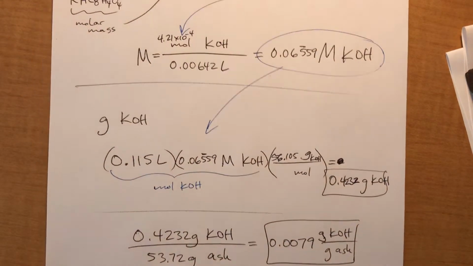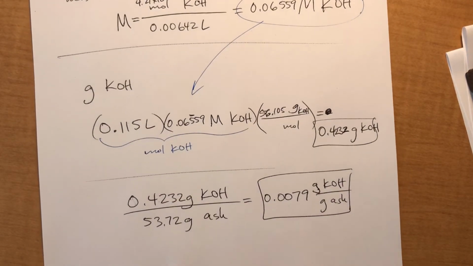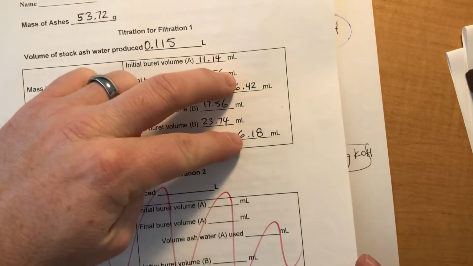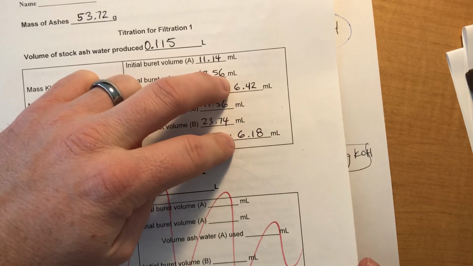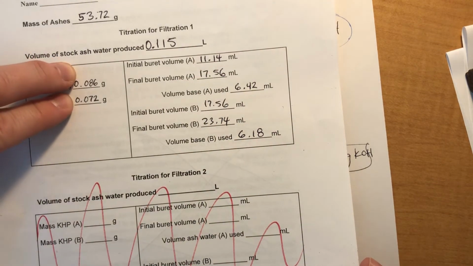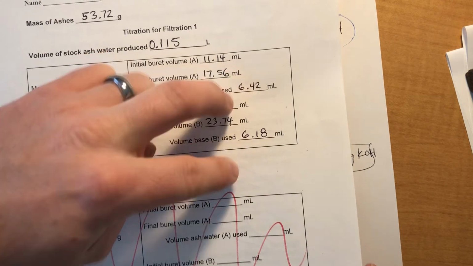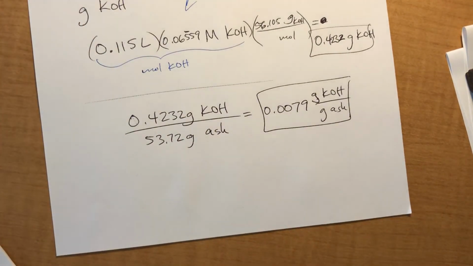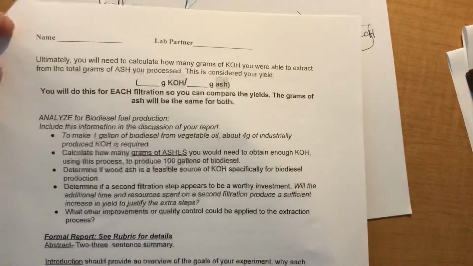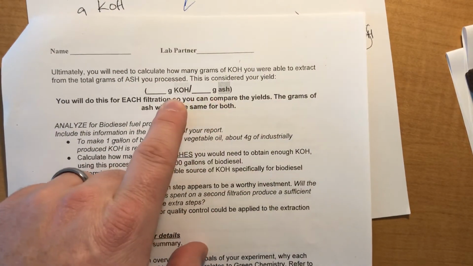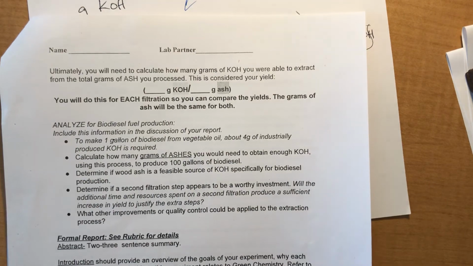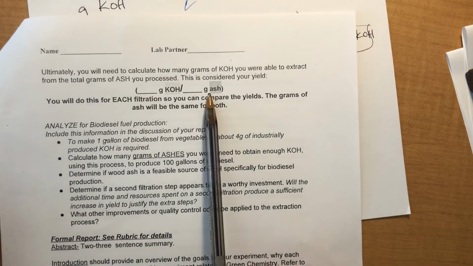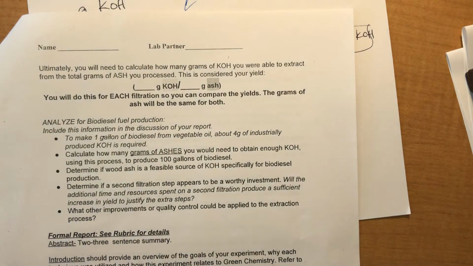So this is the overall walkthrough, and you would do this twice, once for each titration. You have two different starting masses and then two corresponding titrations. You would have to do all this calculation twice, and then you would average the two. On average that will tell you how many grams of KOH you should get per gram of ash. Your grams of ash will be the same for both, but everything else you'll have to do twice.